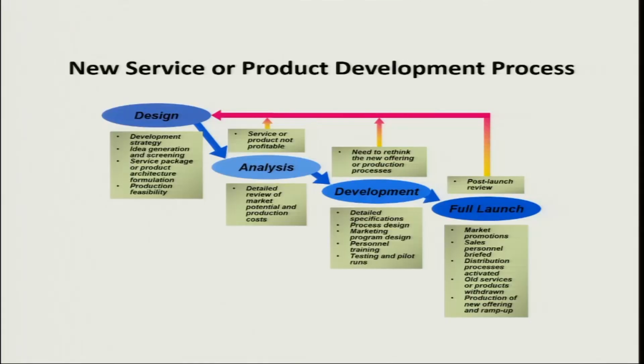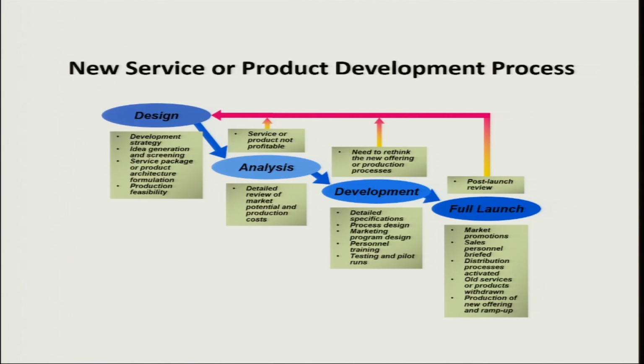Or you want to develop a product which meets the rural requirements or which meets a particular segment of people. So, that is going to be your product development strategy. Then you have to go for the idea generation and screening, as we have said earlier. Then service package of product and architecture formulation: how you are going to launch this product, what are going to be various other documents and way of bringing it to the customer, and then the production feasibility. So, these are some of the important aspects at the design stage.